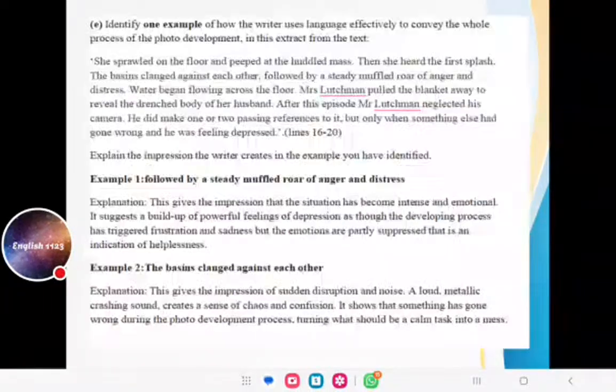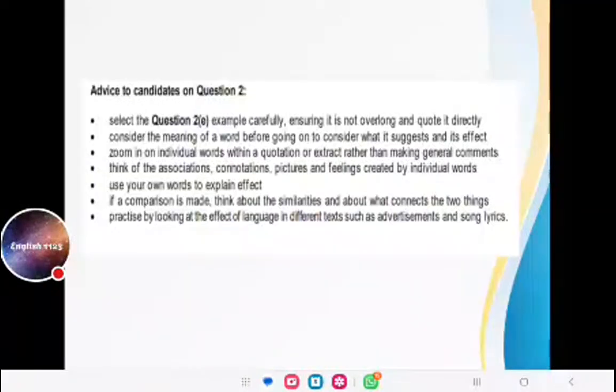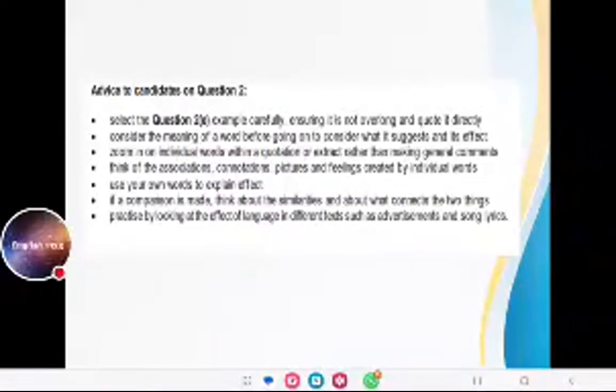Like in this example, see, when saying the basins clanged, you can just picture this in your mind, two basins crashing into each other. So you should go for associations, such pictures. You can picture this in your mind also, and such connotations created by individual words.